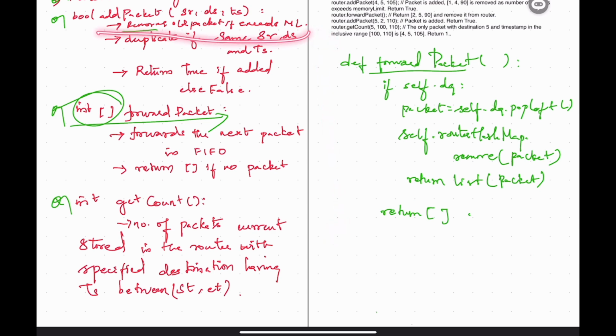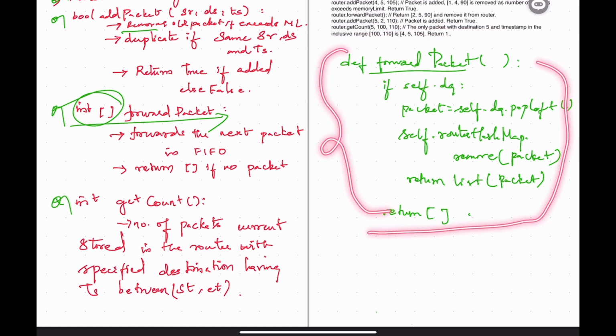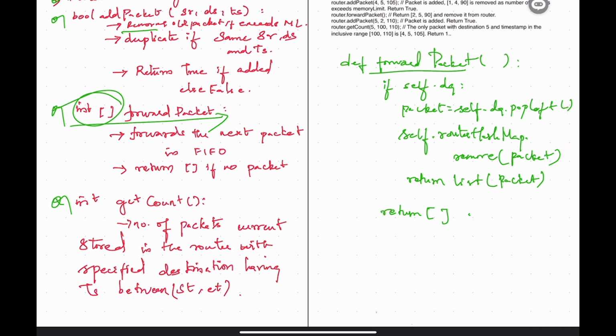So when the memory limit is exceeded also, you'll call this. So it will remove the first one from the DQ. So you will have a space for the new packets which is going to be added. And if you call the forward packet, you will be just returning it. So this serves both the purpose. Now we'll just take a look at the get count function.